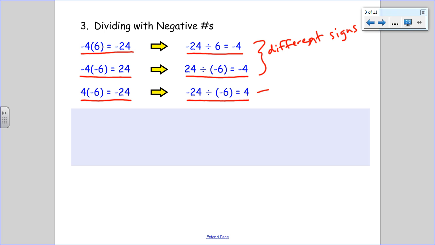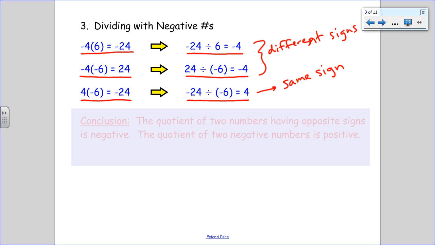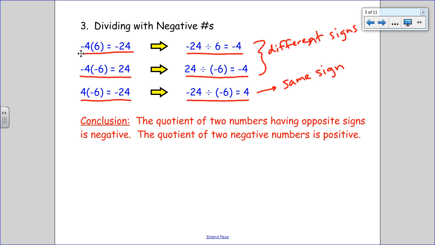In our third case, the two numbers being divided both had the same sign. They were both negative numbers, negative 24 divided by negative 6, and the answer was positive. So we can conclude that the rules for division are the same as those for multiplication. The quotient of two numbers having opposite signs is negative. The quotient of two negative numbers is positive.